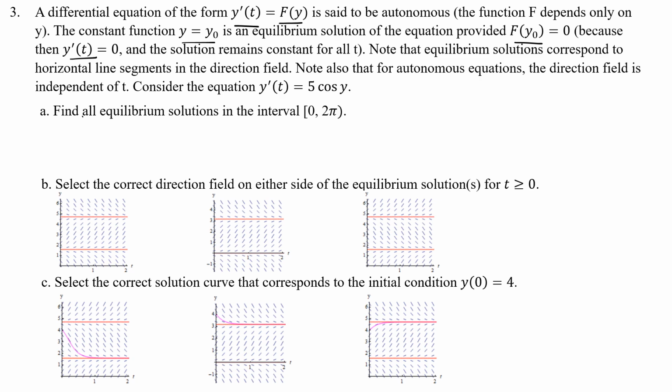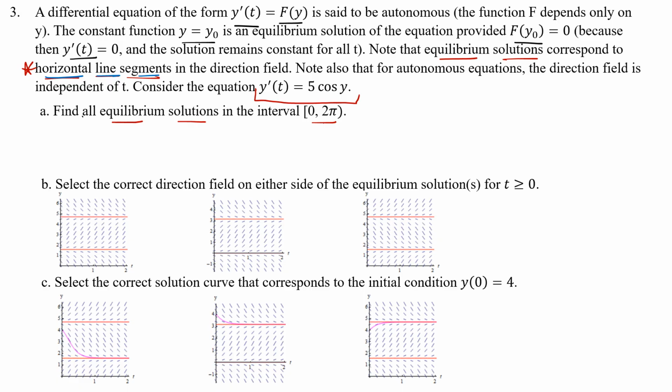Okay, so we want to note, all right, here is an important part. We want to note that the equilibrium solutions correspond to horizontal line segments in our direction field. And then we want to note that the direction field is independent of t, and so we now want to look at this differential equation here, y prime of t is equal to 5 cosine of y. So we first want to simply find all equilibrium solutions only on this interval from 0 to 2 pi. So again, we say that equilibrium solutions correspond to horizontal line segments.